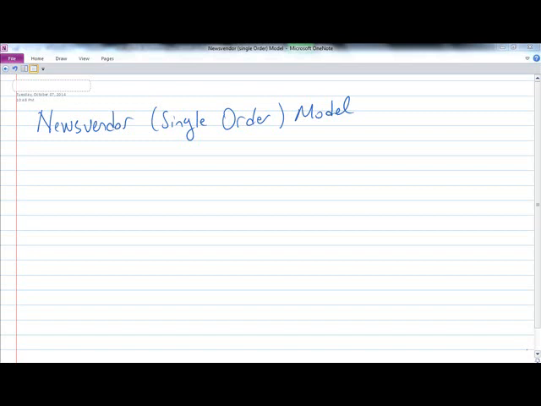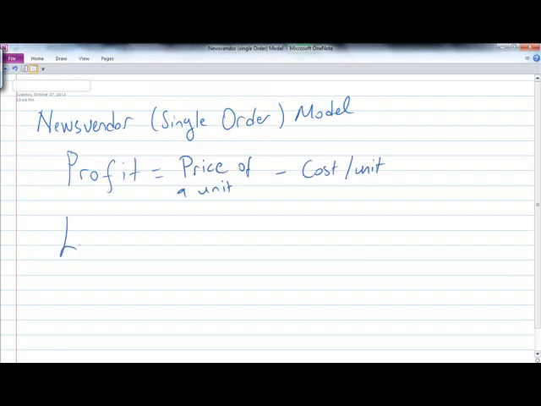In a Newsvendor problem setting, what you need to determine is the profit, and that is the price of each unit, the selling price of a unit, minus the cost per unit. Then you need to calculate the loss, and that is your cost per unit minus the salvage value.